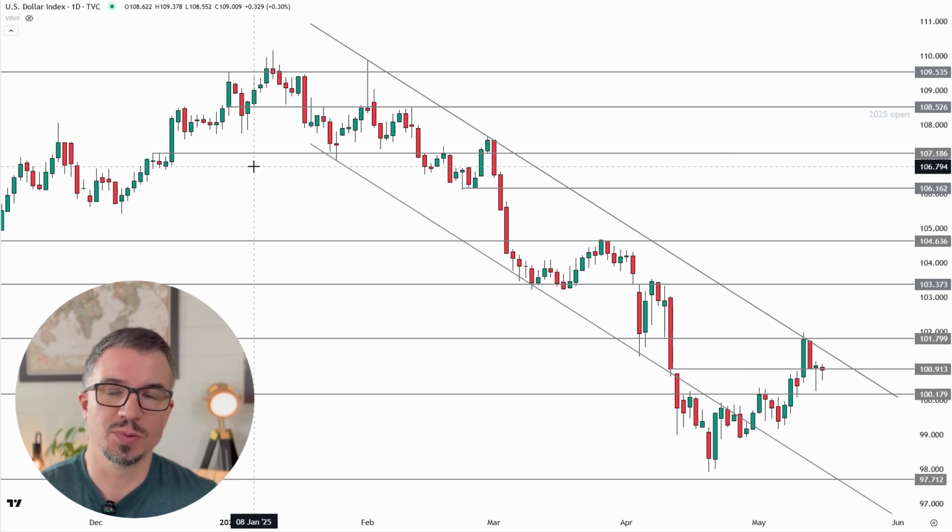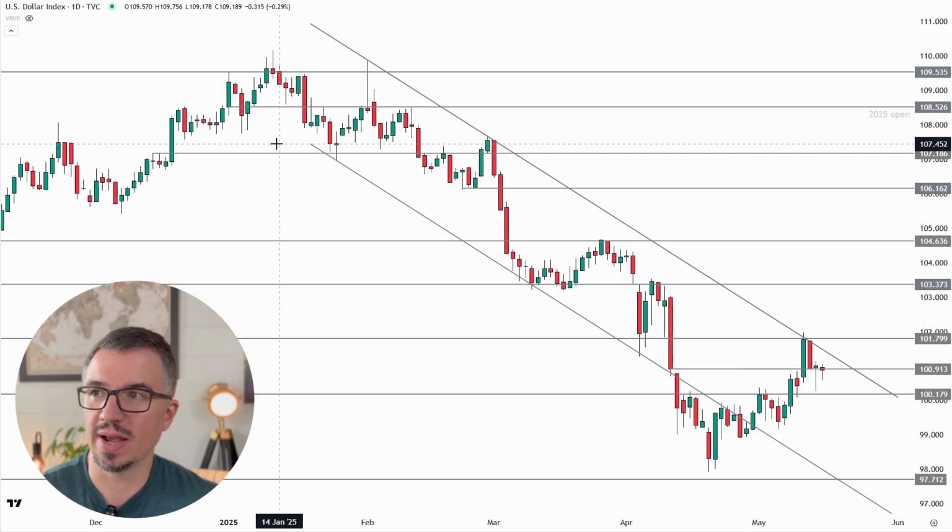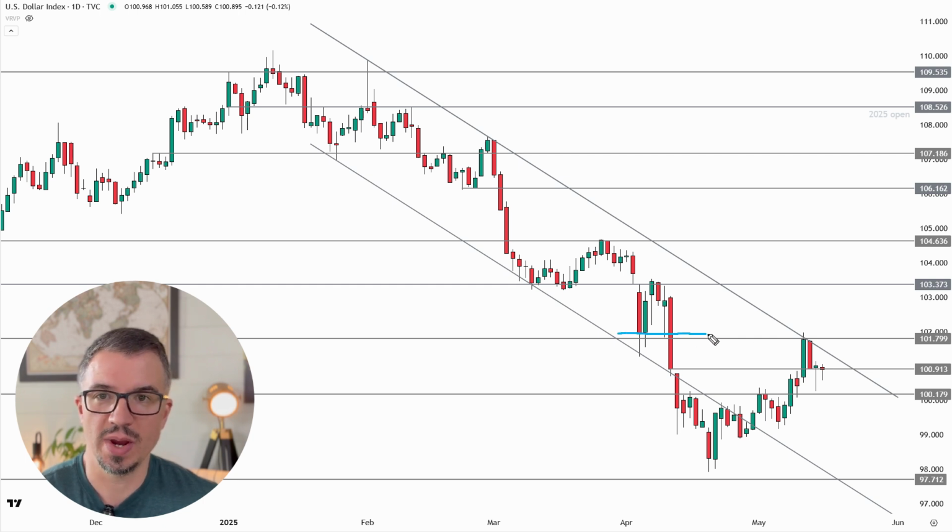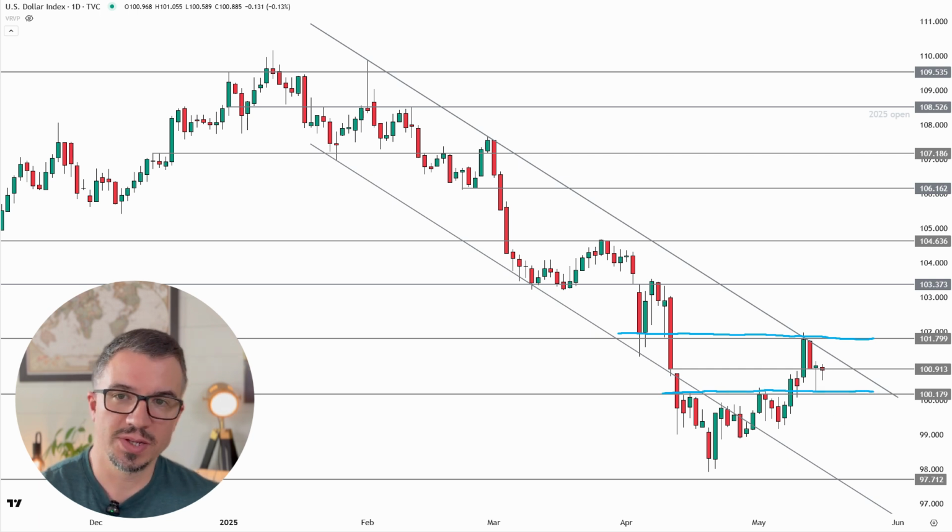Now, looking at the DXY, this is going to matter, guys, because right now we have the DXY essentially landlocked between 101.80 resistance and this area down here around 100.2 support. So this is also why we're seeing that indecision from pairs like GBPUSD, because the DXY really hasn't made up its mind yet. We've got it coming into the top of this channel back here.